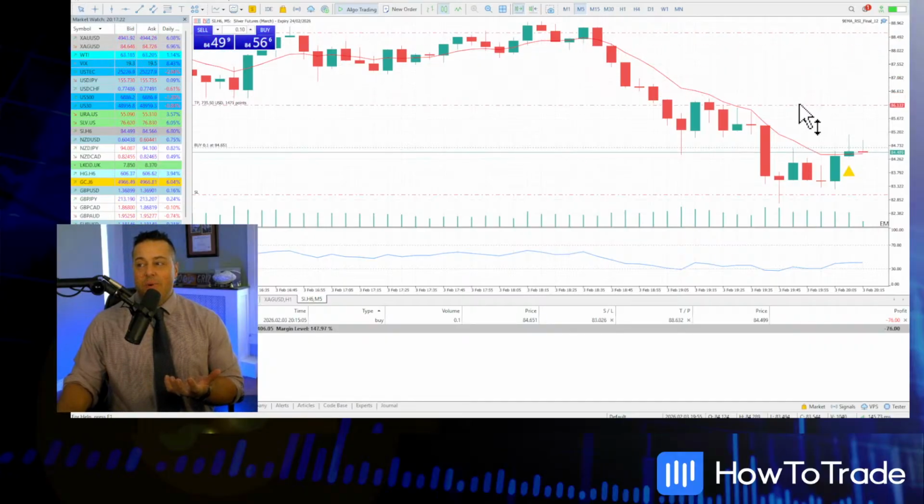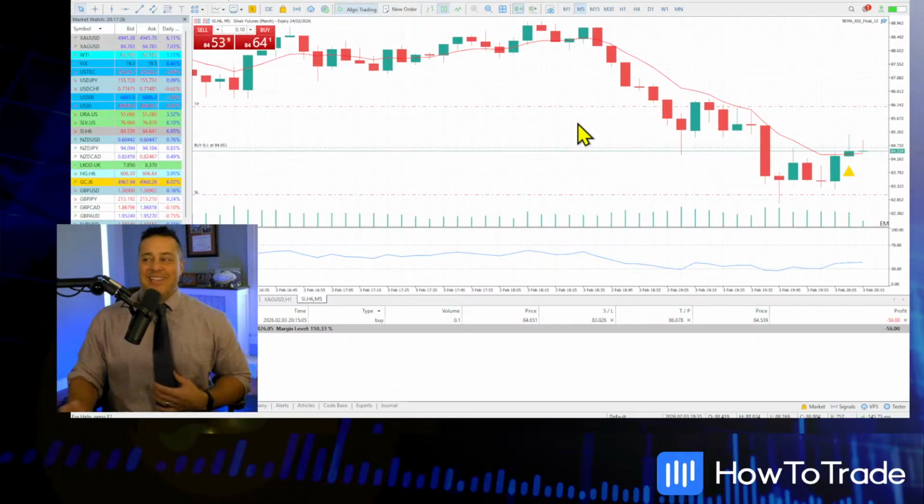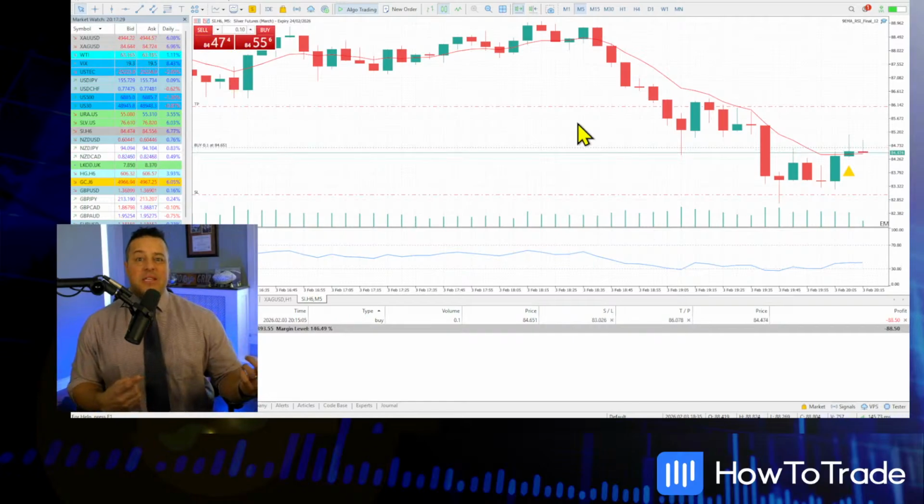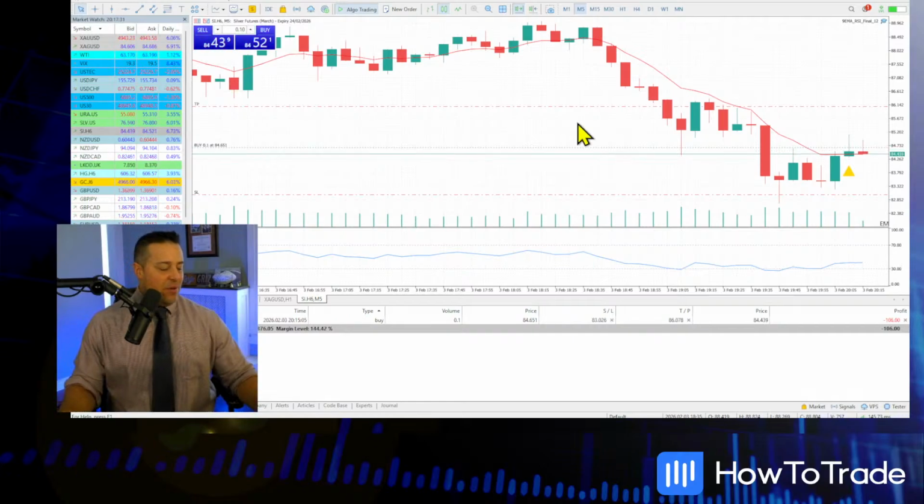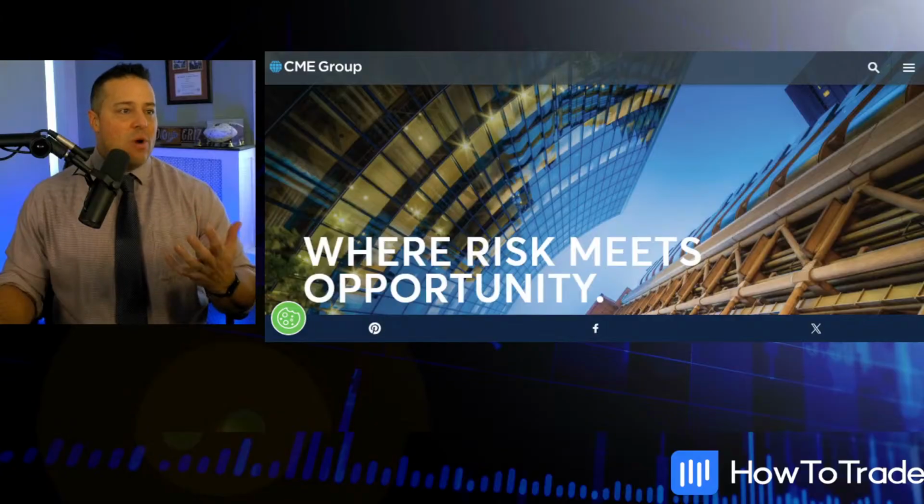Interesting stuff right there. Personally, I'm going to bring this right down, and we're going to go for a 1-to-1 and see if we can't at least get this trade closed out by the end of the session. So that's a good look at silver futures. Now, what we have to do here is understand where these things come from.